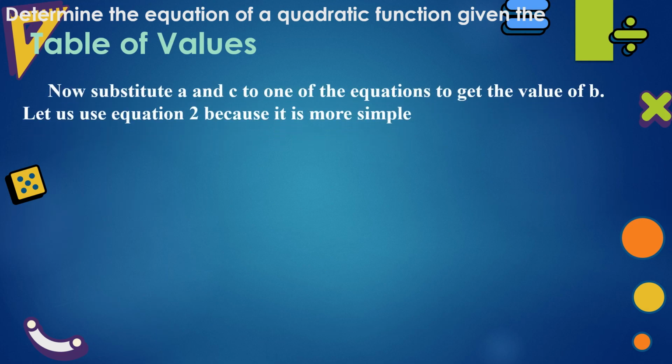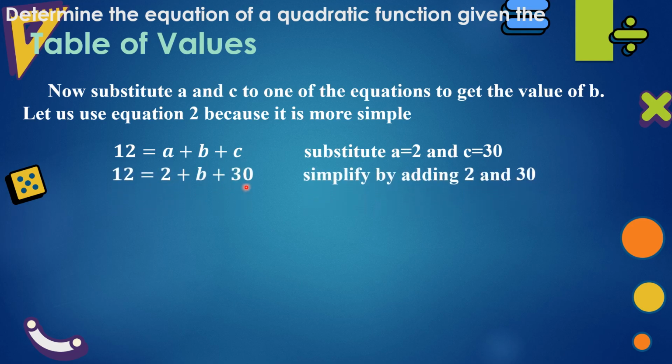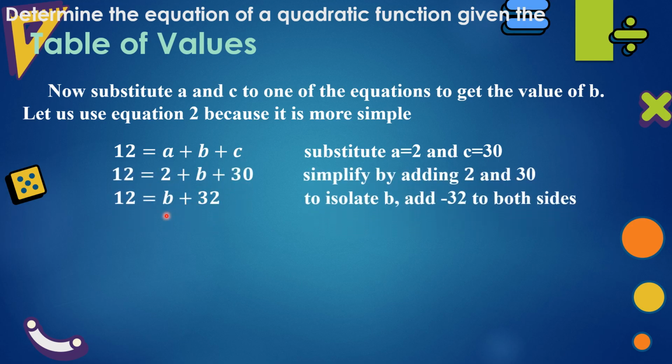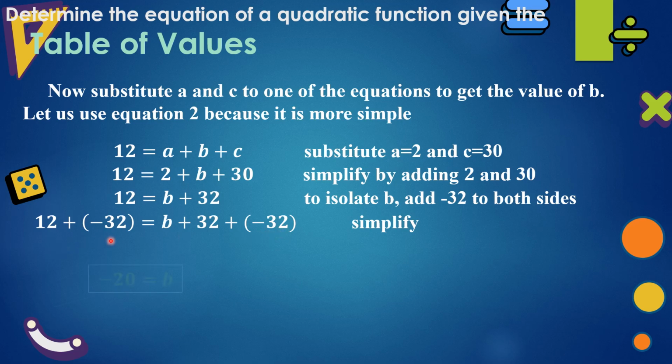Now substitute a and c to one of the equations to get the value of b. Let us use equation 2 because it's simpler compared to equation number 3. 12 is equal to a plus b plus c. Substitute 2 to a and 30 to c. 2 plus 30 is 32. To solve b, subtract 32 from both sides or add negative 32 to both sides. 32 plus negative 32 is 0 and 12 plus negative 32 is negative 20, and that is our b.